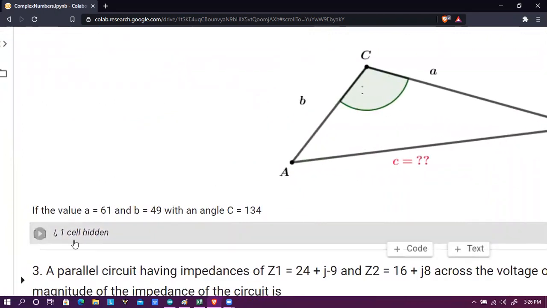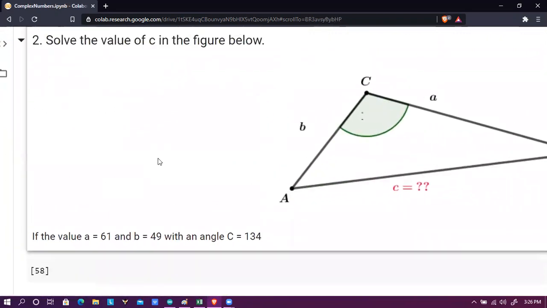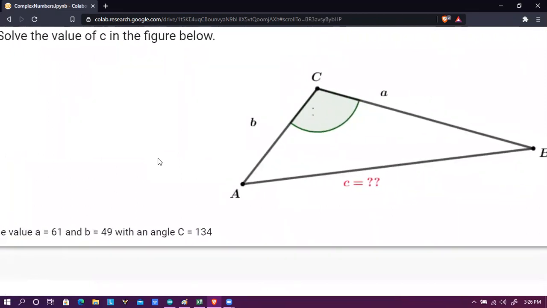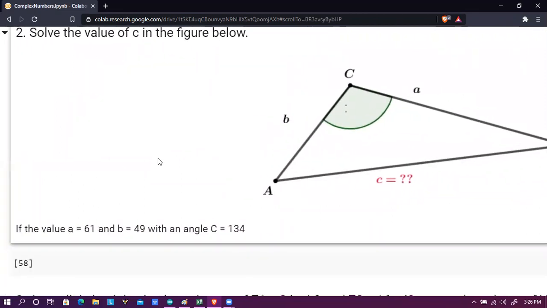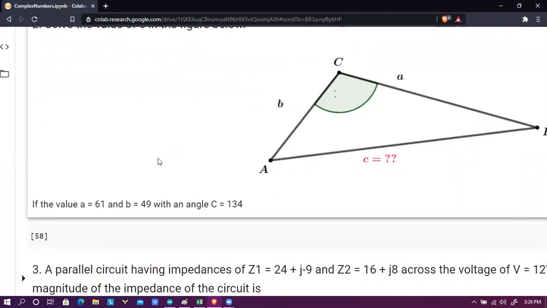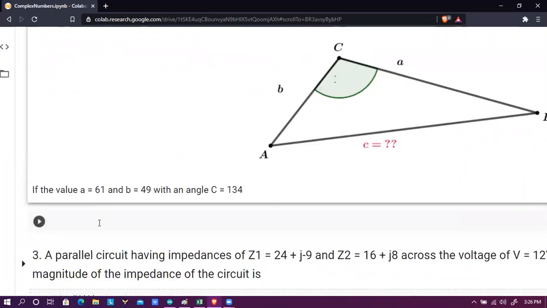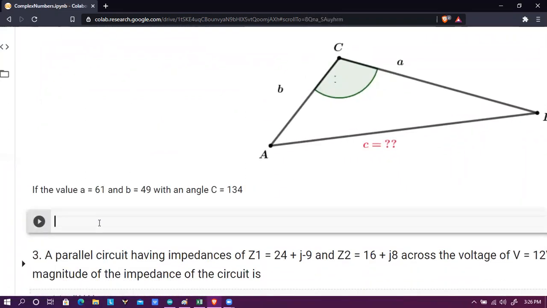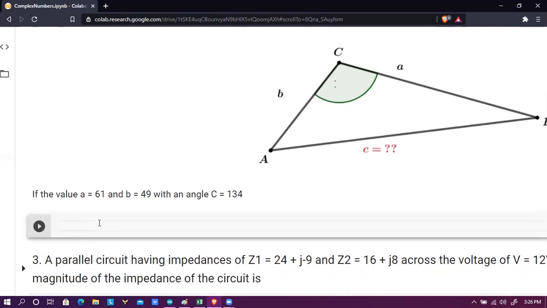Okay, now let's do this triangle. So in this triangle, we are going to solve for the value of C using the distance formula that we've learned before. Now, what we are going to do here is to solve for the value of C. Now, can you still recall your rectangular form? Of course, that is in rectangular form.